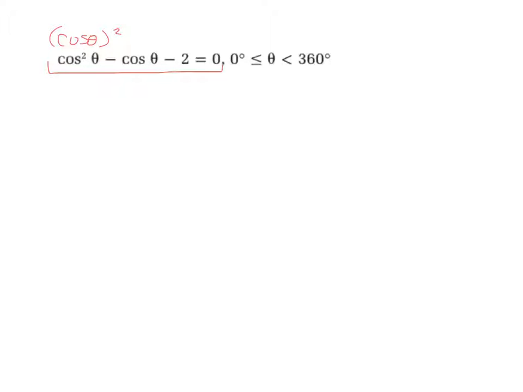So what I'm going to do is make up a substitution. I will let x equal cosine theta. And if I do that, then I can replace every cosine theta with an x and make the equation easier to solve. So now I'm going to take this equation that we were originally given and change the cosine thetas into x's. So I will have x squared minus x minus 2 equals 0. And that's something that you should know how to solve.